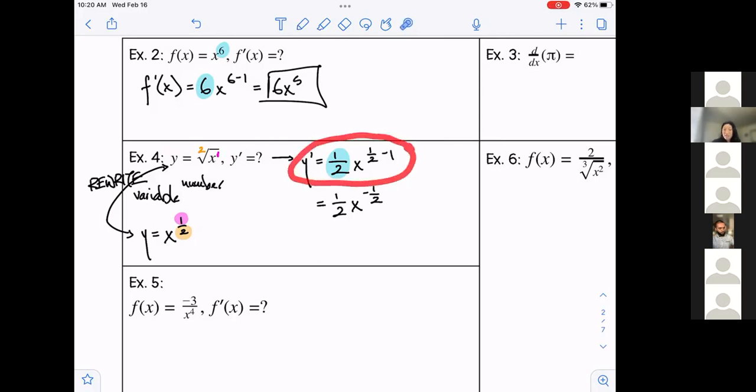This, my friends, this first step, that's the calculus. That's the power rule. Everything else we're writing in this box is going to be algebra. Okay.